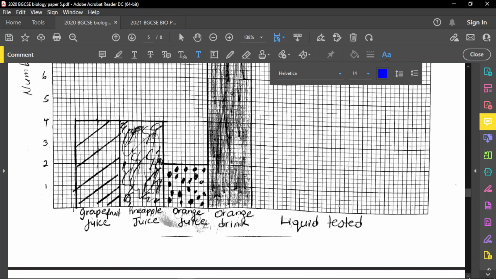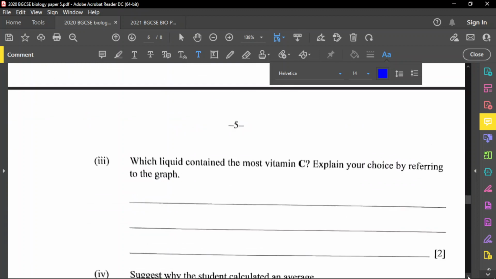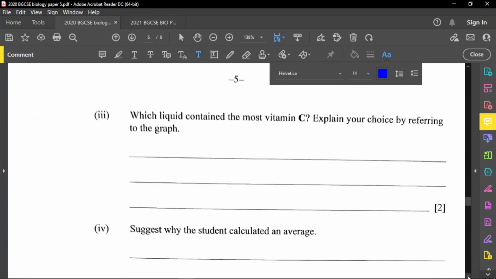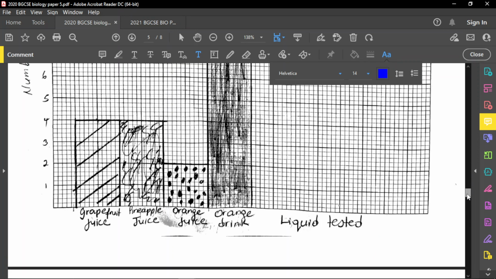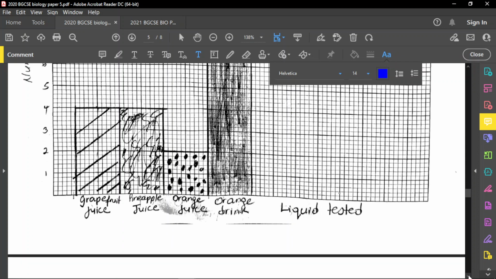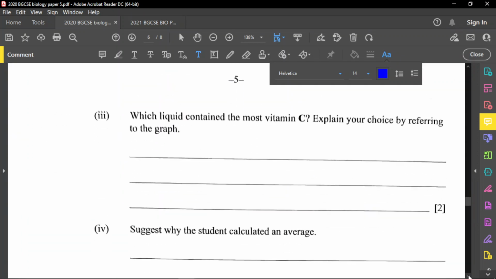All right, so let's get into the question now. It said, which liquid contained the most vitamin C? Explain your choice by referring to the graph. If we go back to the graph, you notice that orange juice requires the least amount of drops, which is 2 drops, to change potassium permanganate. So orange juice, OJ, is the answer for this question.